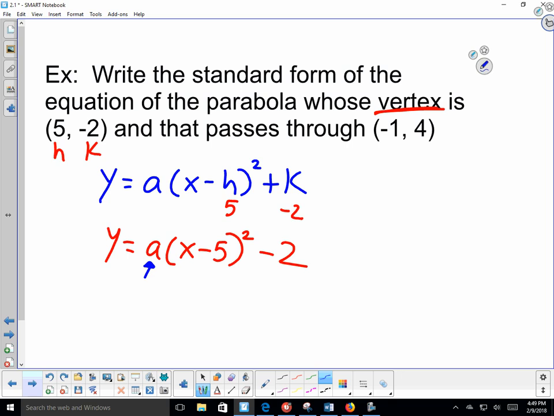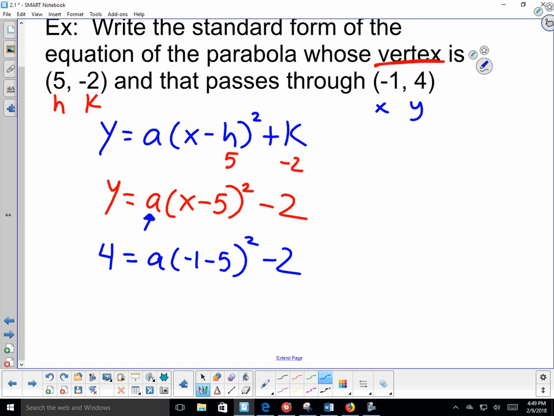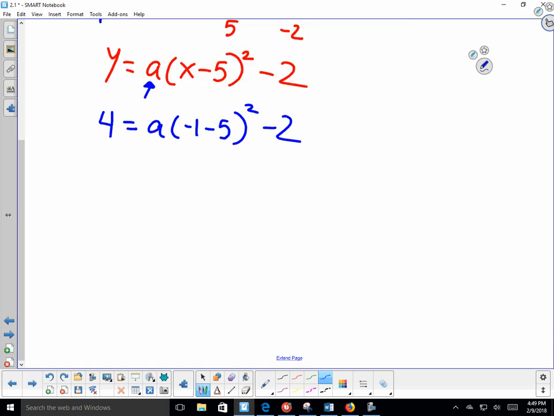How do we find the a? We plug in the negative 1 for x and the 4 for the y. So I'm going to have 4 equaling a times negative 1 minus 5, quantity squared, minus 2. And I need to solve this equation for a.